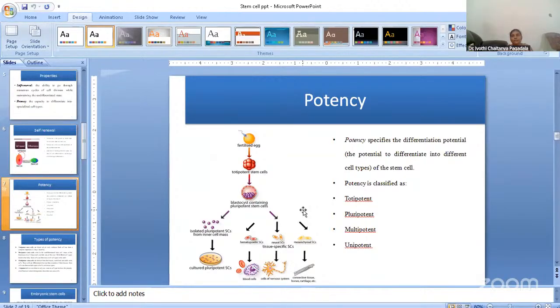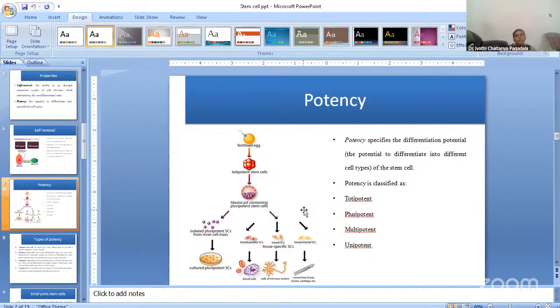Recently, Takahashi and Yamanaka generated pluripotent cells by reprogramming somatic cells. These cells are called induced pluripotent cells and share similar characteristics with embryonic stem cells. Notably, there has been no pluripotent cell population isolated to the lung. Multipotent cells.